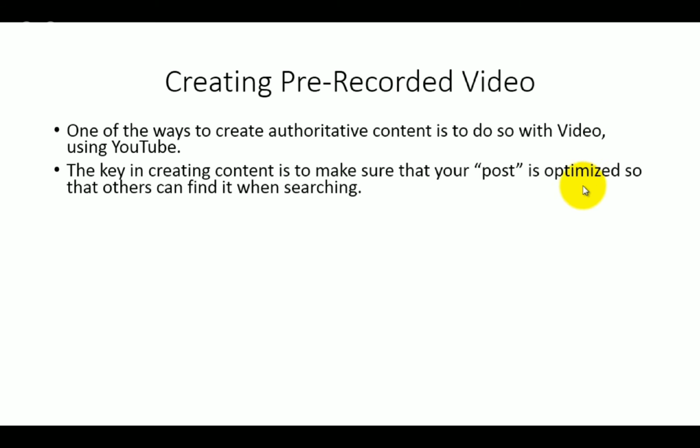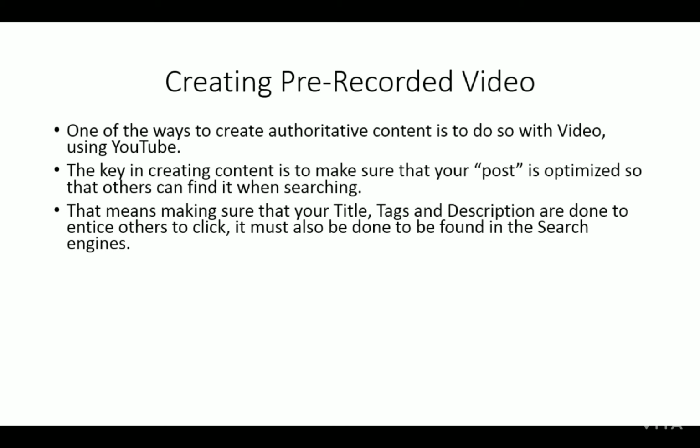Now, the key to being able to create content is to make sure that your post, in this case, which would be your video, is optimized, or made so that people can find it when they're actually searching. Now, what does that mean? That means your title, your tags, and your description for your video are done to entice others to click on the one hand, but on the other hand, they must be created in a way so that people can find it inside of the search engine or inside of YouTube.